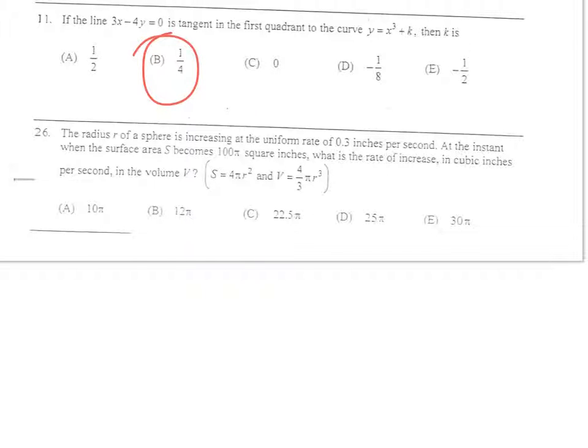There. Number 26. Let's take a second to go through that. Radius of a sphere. This is your related rates. We're going to try to translate those English words into math sentences, or math equations. Radius of a sphere is increasing. We can do that.